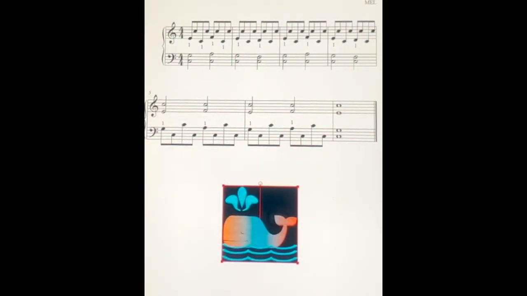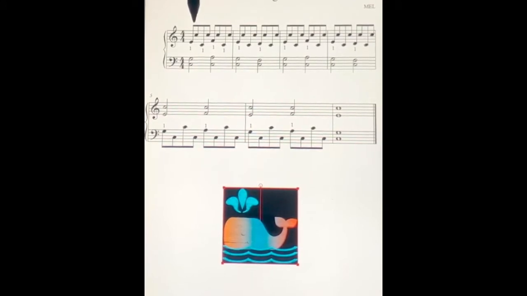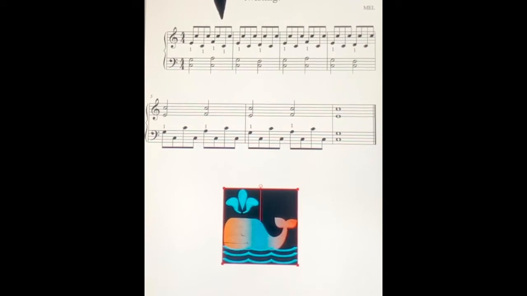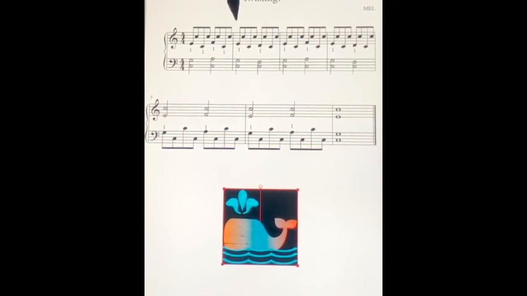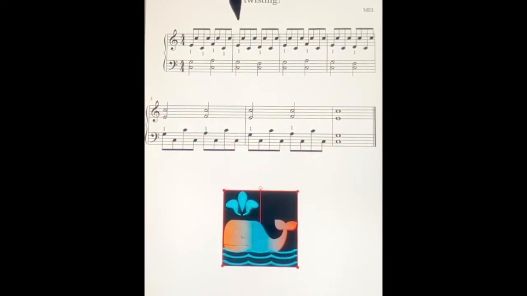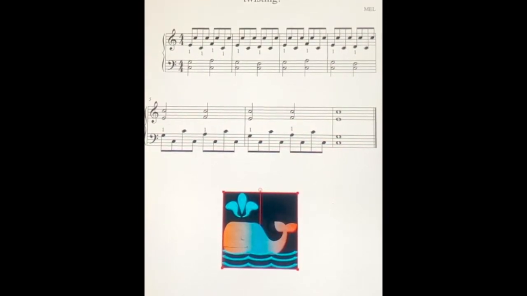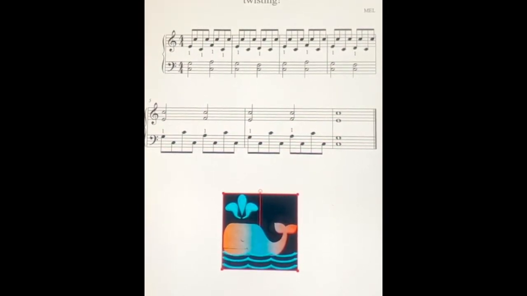This is the first sheet music. Let's see the right hand. E, C, C, C, F, C, C, C. So you see high C between two notes. Noticing the patterns really helps you when you play any music.